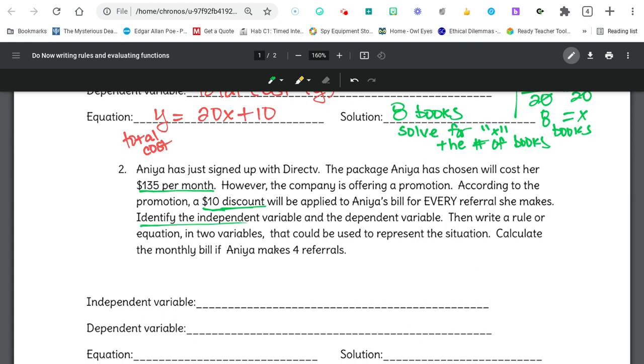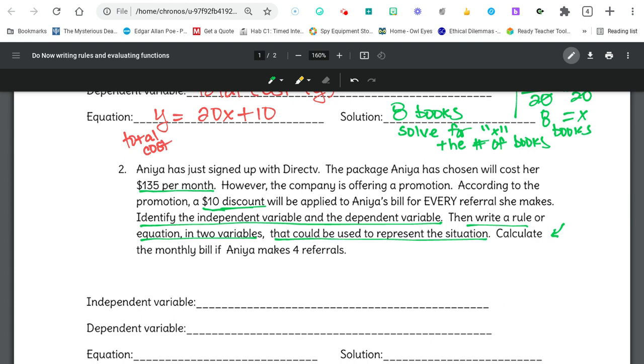It says identify the independent variable and the dependent variable. Then write a rule or an equation in two variables with an X and a Y that could represent this situation. And then we'll calculate. We'll do this part last. Okay, so let's write a dependent statement. Well, I already know her bill is not going to change unless she does what first? Okay? Unless she refers people. So you got to refer people first before your bill can change.